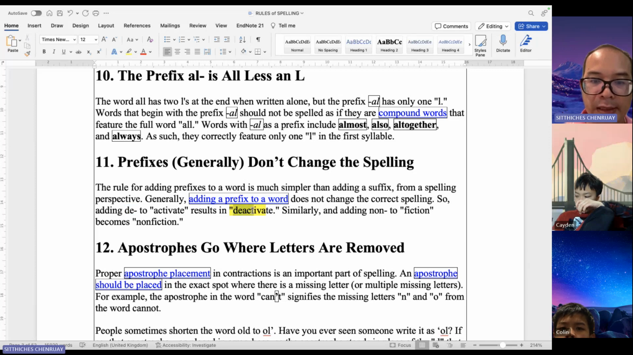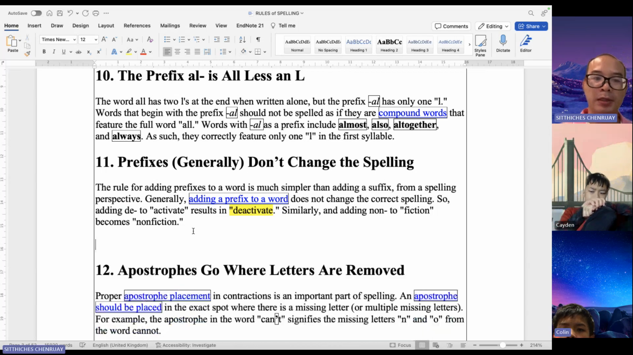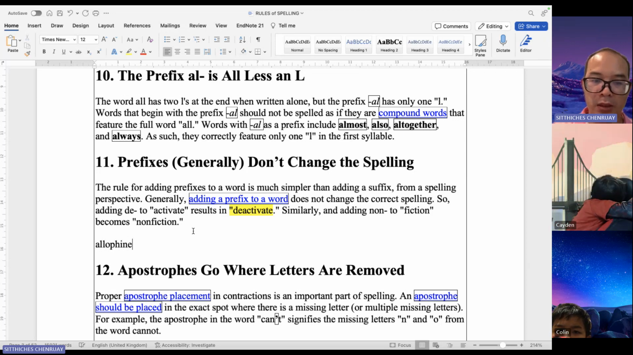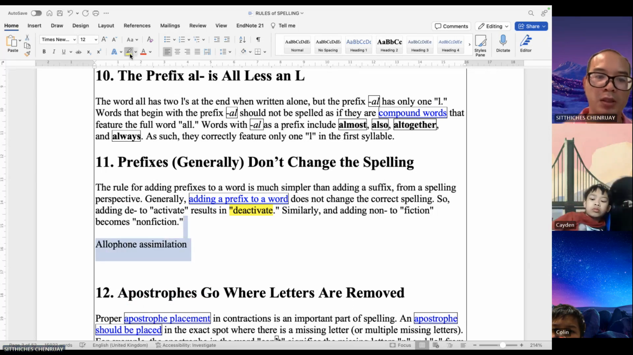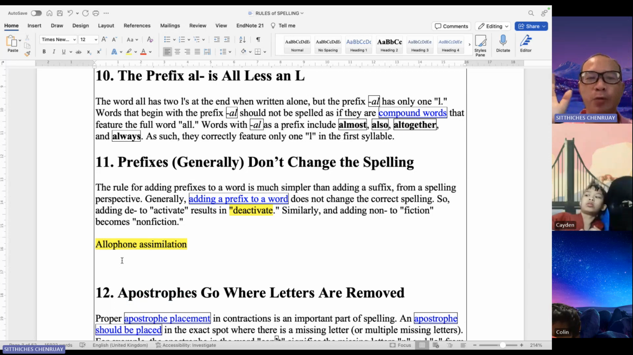But recently I showed you about the, can you remember the word allophone assimilation? Allophone assimilation. Do you know this word? Allophone assimilation. Can't remember? This word means very similar sound. When we think about the word, that's the root and the prefix actually.